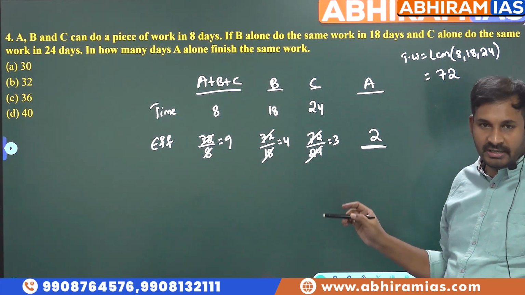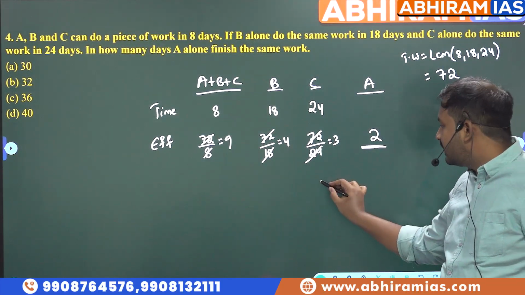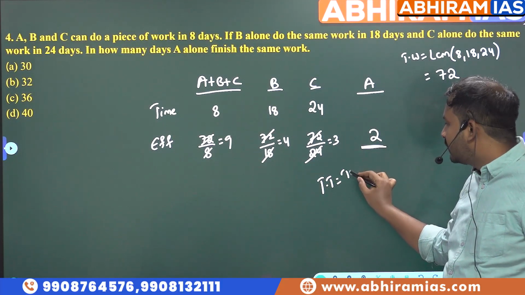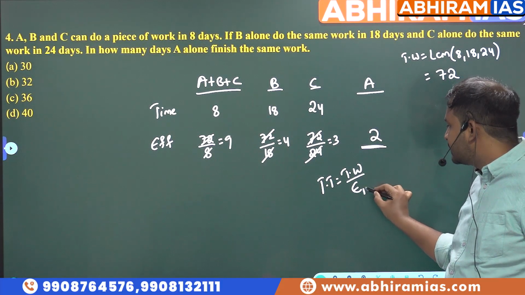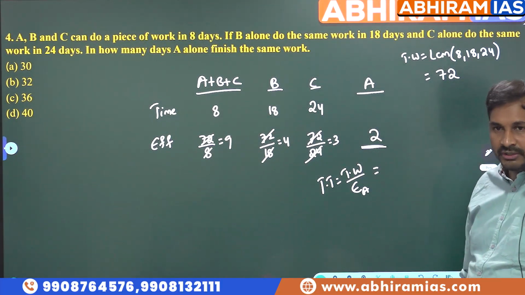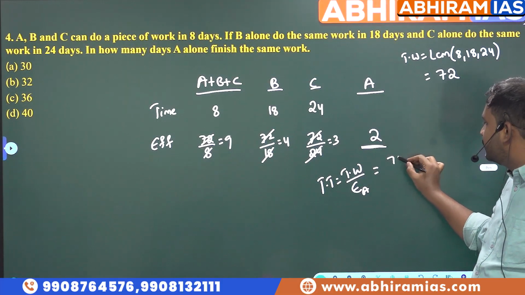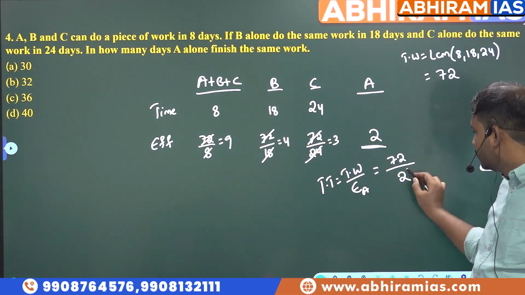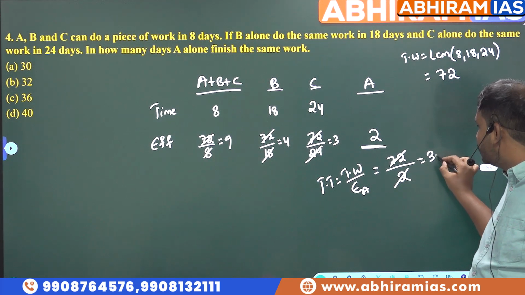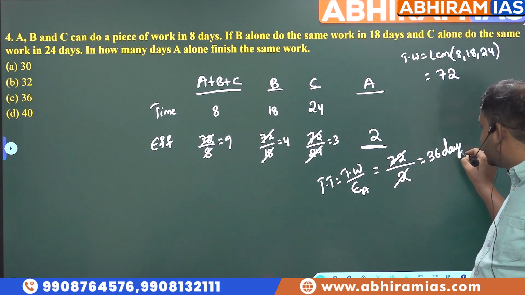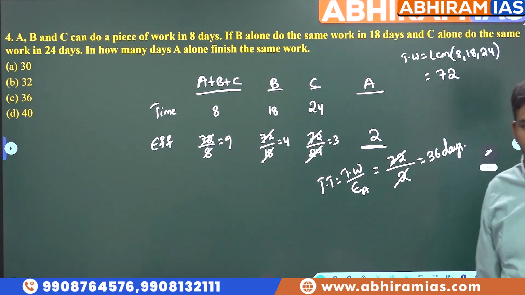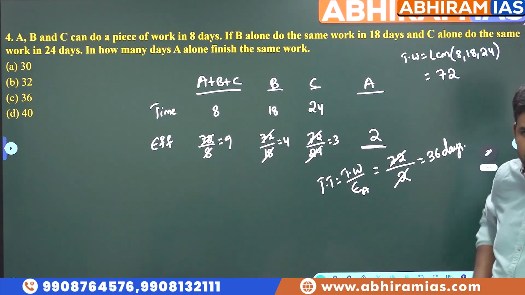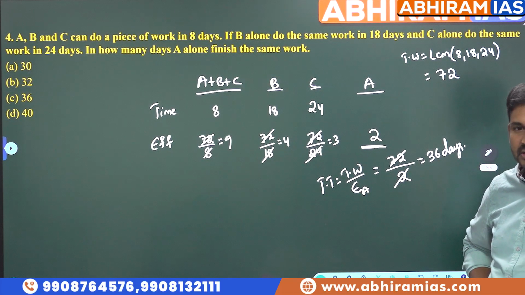Now the time taken by A alone is our question. So time taken means what will we write? Total work by efficiency of A. Okay, total work is what for us here? 72. And A's efficiency is 2. So that means A alone can do the work in how many days? 36 days. A alone can do the work in 36 days.